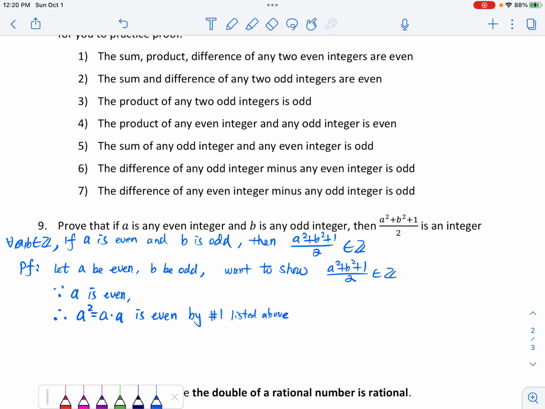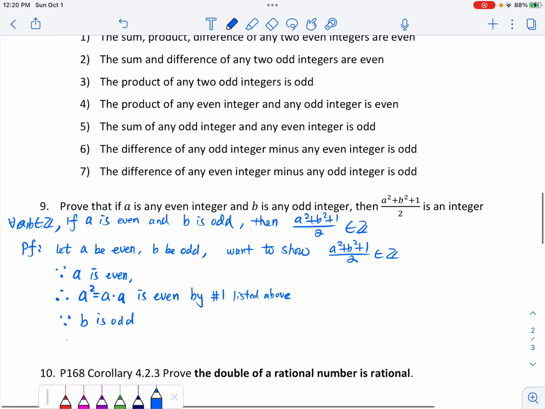so you see that I'm deriving a new result based on some properties here. And now it also involves b squared. Because b is odd, let's take a look: the product of any two odd integers is odd. So therefore b squared, which is b times b, is odd by property number 3 listed above, okay?